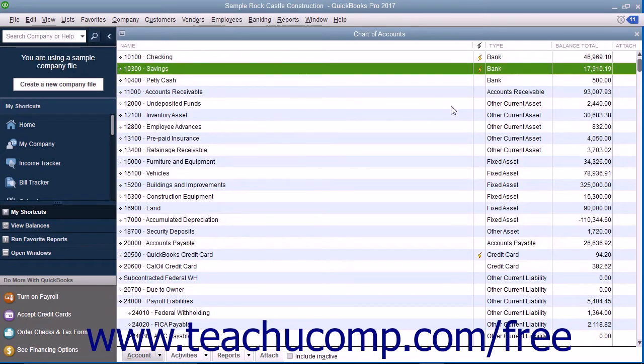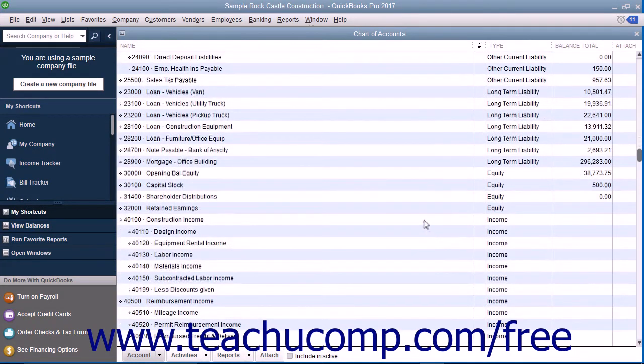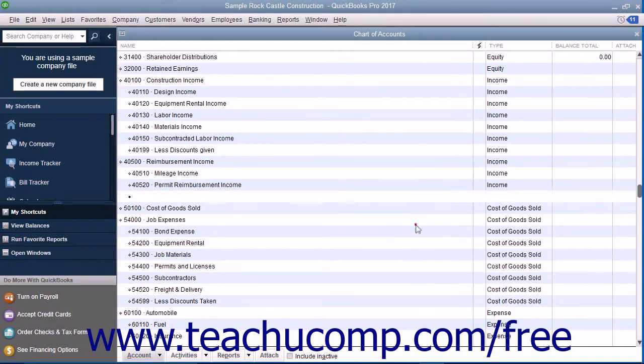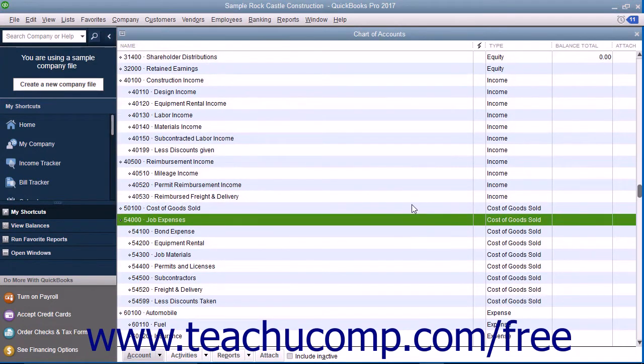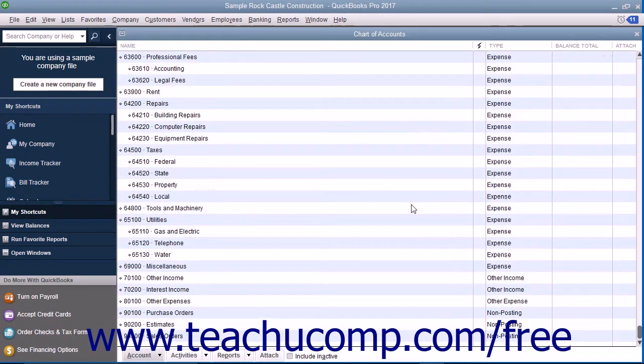The chart of accounts has a default sorting method. Assets are listed at the top, followed by liabilities, and then equity. These accounts are also what are shown within the balance sheet report for your company. Following these accounts, within the chart of accounts window, are the income accounts, followed by the expense accounts. These accounts will appear within the profit and loss report. At the very bottom of the chart of accounts window are accounts used for non-posting transactions, like purchase orders and estimates.